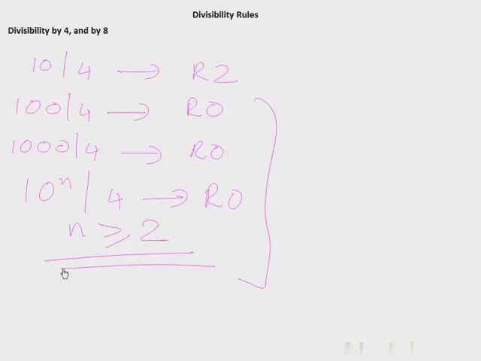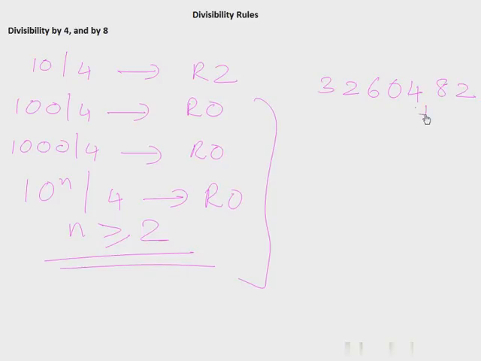I take the whole number and then I just look at the tens and units place and look at that number. Is that number divisible by 4? If yes, then this whole number is divisible by 4. Let's elaborate with an example. 3, 2, 6, 0, 4, 8, 2.